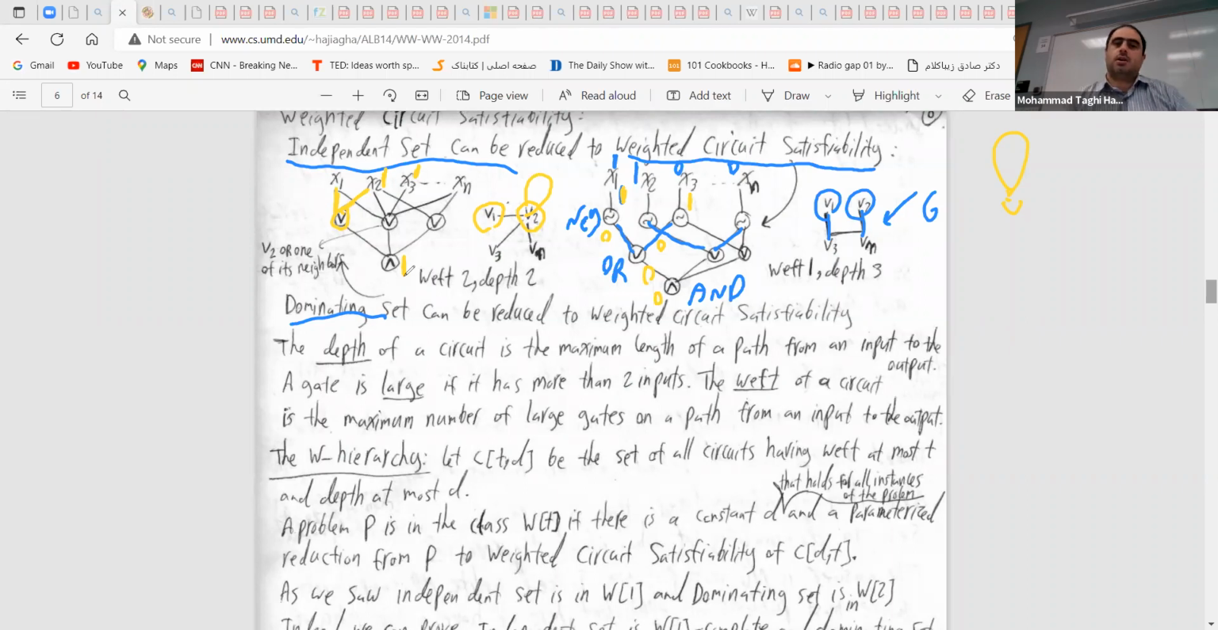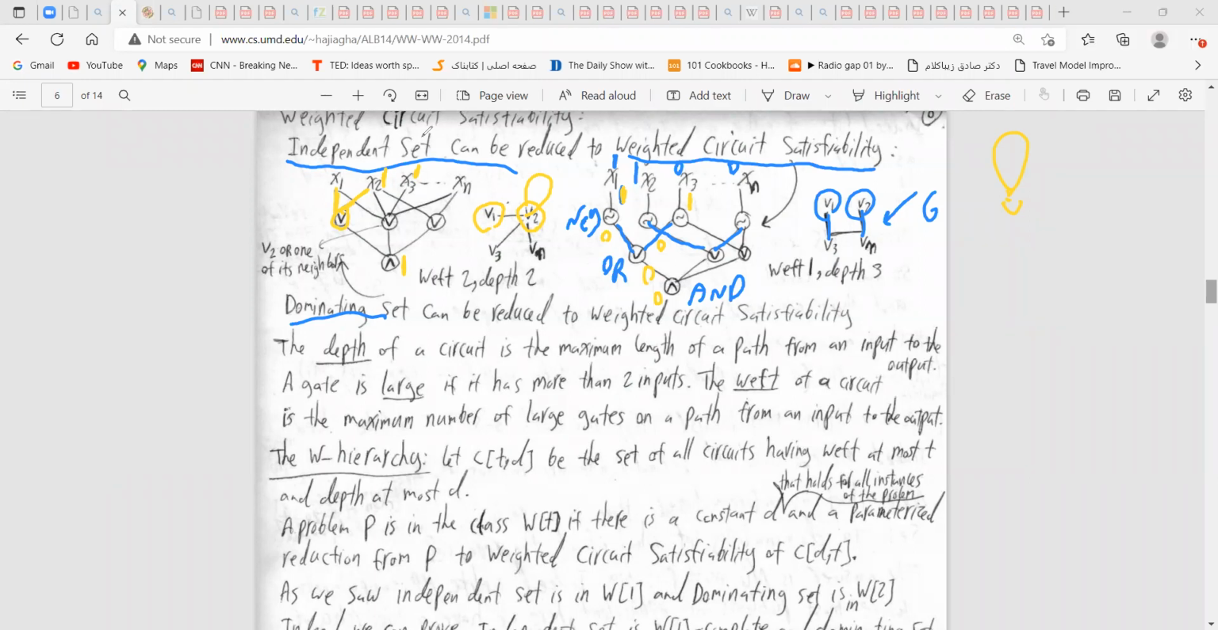Good. So is the reduction clear from these problems to weighted circuit satisfiability? People in the class seem happy. What about the people on Zoom? Does it make sense? Yeah, it's clear.